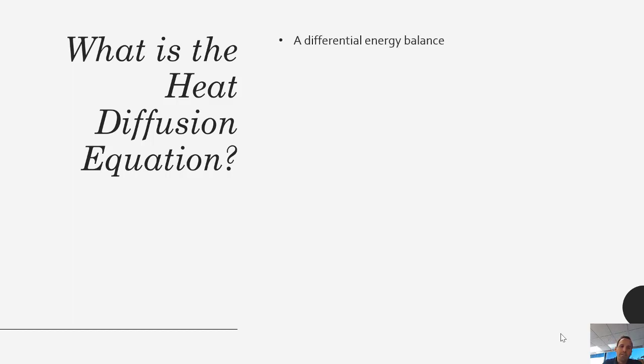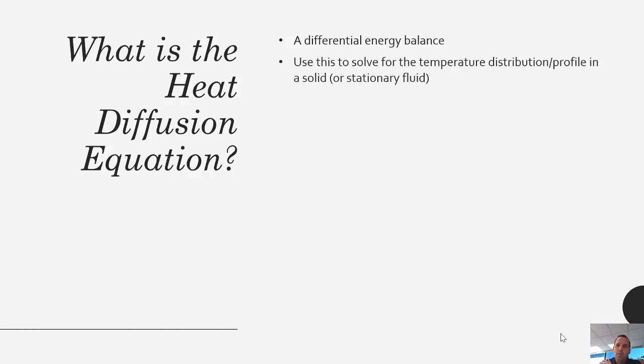The heat diffusion equation is a differential energy balance. You've heard me really emphasize the importance of energy balances and energy accounting. Well, this is where it's going to be critically important to be able to think through what this equation means and where it comes from. We're going to use this equation to solve for a temperature distribution or a temperature profile in a solid. Just like before, in previous video lectures, we've used an energy balance to solve for an unknown temperature. Well, in this case, we're going to use this differential energy balance to solve for continuous temperature profiles.